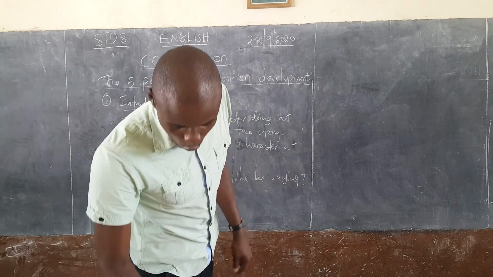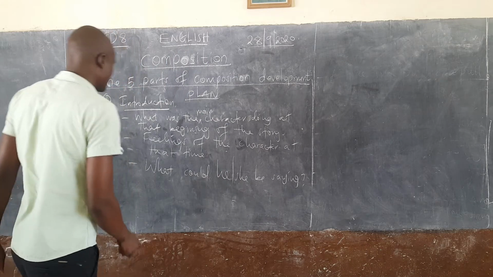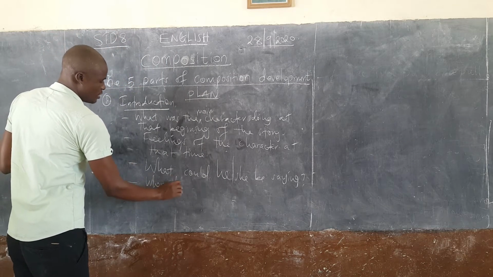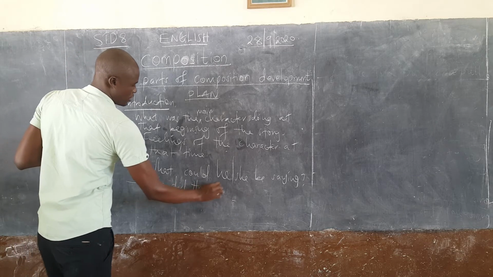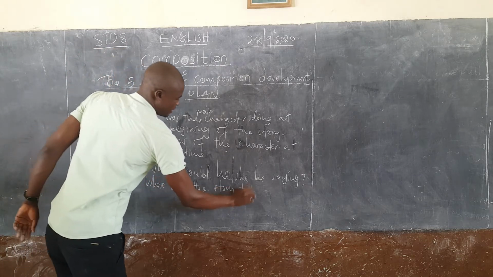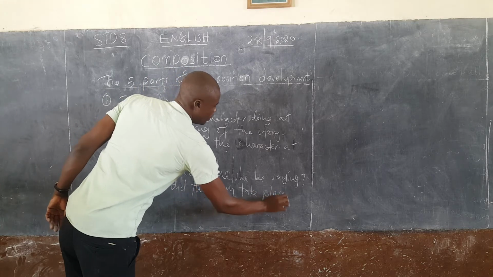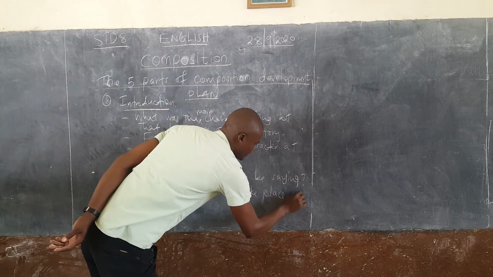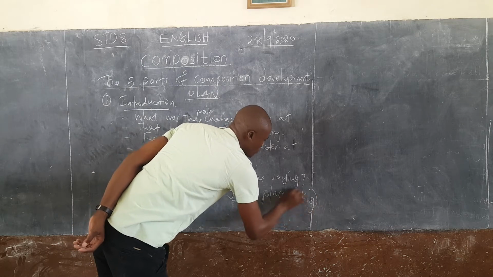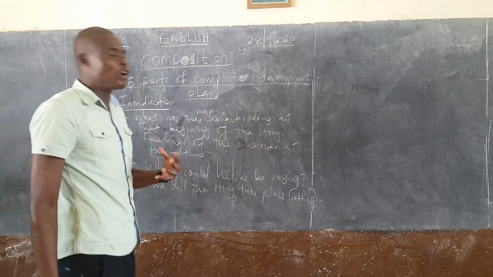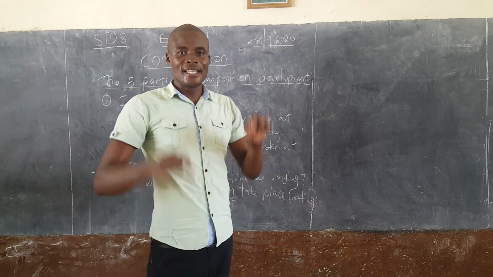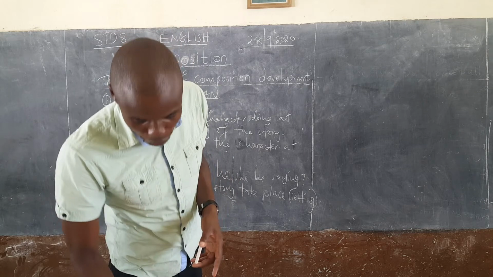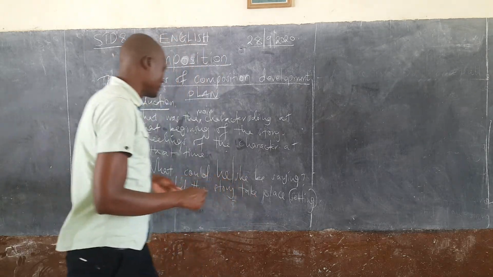And then, where did the story take place? It's called the setting. Where did the story take place? All these have been done in the introductory part, and this one is normally called the setting. The setting of the composition is the place where all these things are taking place. The exact place where things are taking place is the setting of the composition.